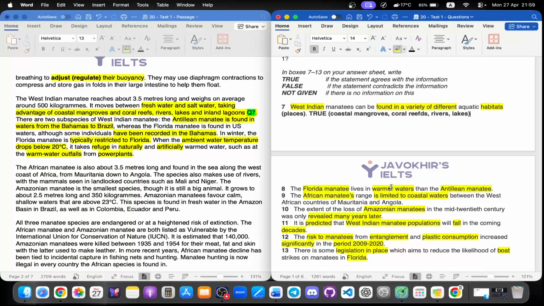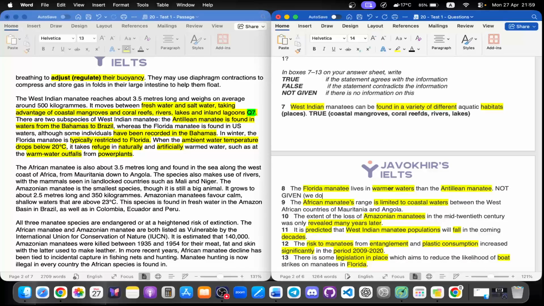But does it say that it is warmer waters? So does it say the African manatee range is limited to? No, I mean, does it say the Florida manatee lives in warmer waters than the Antillean? We know that the Florida manatee seeks refuge in natural and artificial ones, but we don't know anything about the Antillean manatee, where they live. And also, that's the first one. And second of all, it's not comparing. So basically, it's going to be not given.